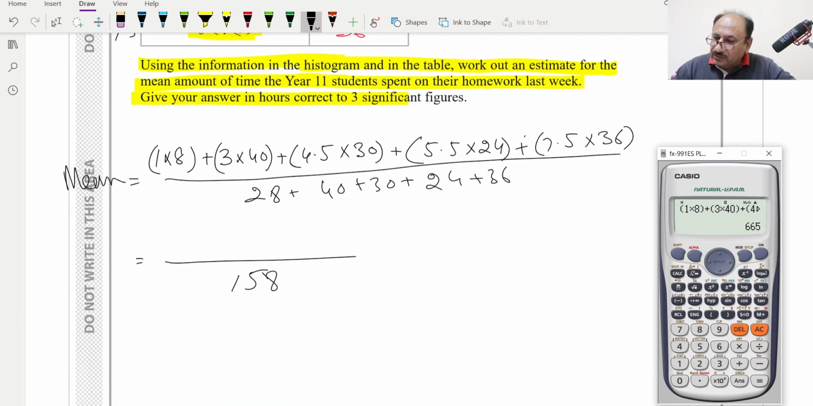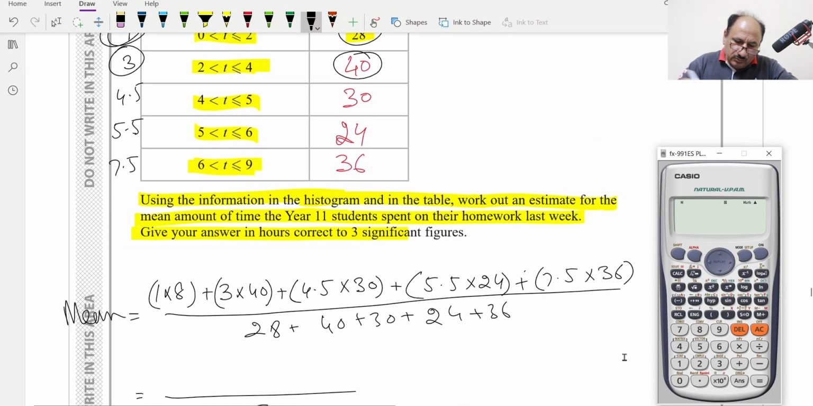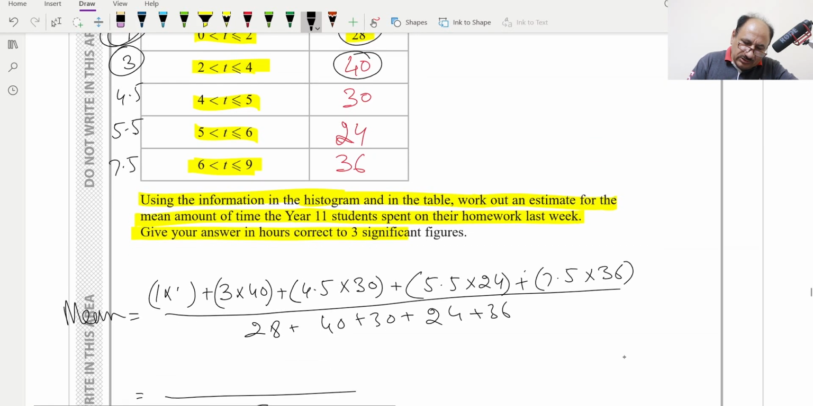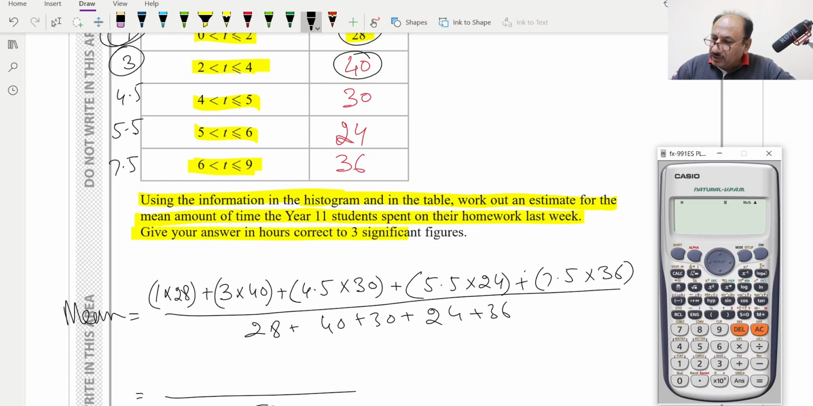665. We will have to double check. Maybe we have done some mistakes. 7.5 and 24, 5.5, 30 and 4.5, 40 into 3 and 1 into 8. I will recalculate. Basically 1 into, it's not 1 into 8, it should be 28. This is the mistake. Okay, I have rectified. So here we can change 8 to 28.